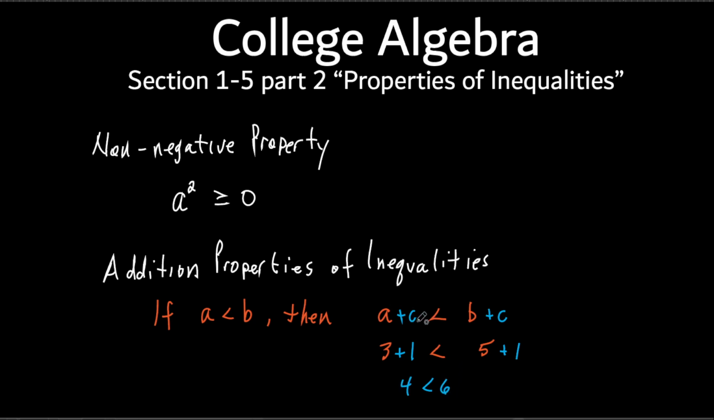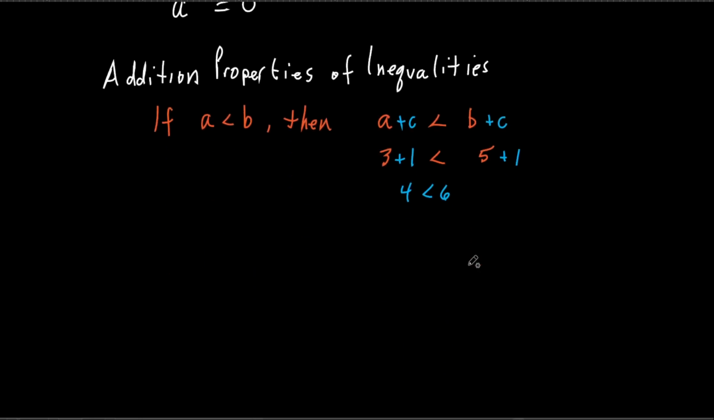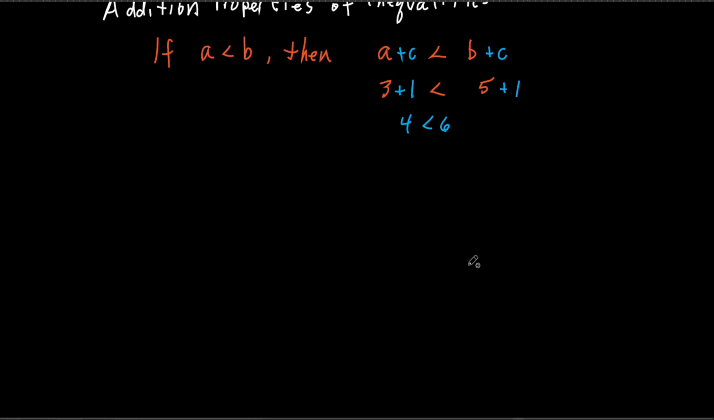It doesn't matter if C is a negative number. It doesn't matter if it's a positive number. It doesn't matter if it's 0. Same thing with A and B. As long as A is less than B, if I add something to A and I add the same exact thing to B, then this left side is going to be less than the right side. Okay, you can try that yourself. You can put some other numbers in there if you wanted to. All right, now the next thing is very, very similar to it.